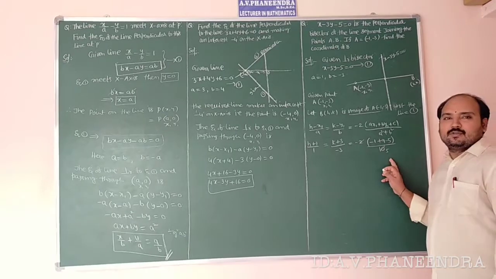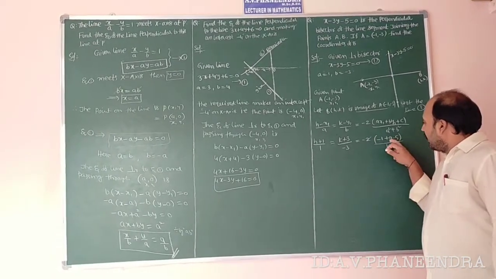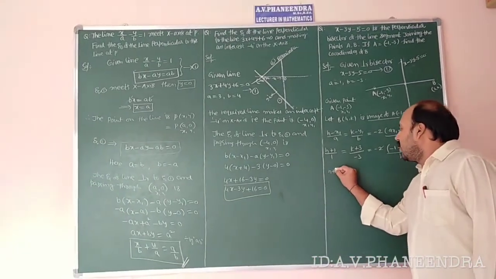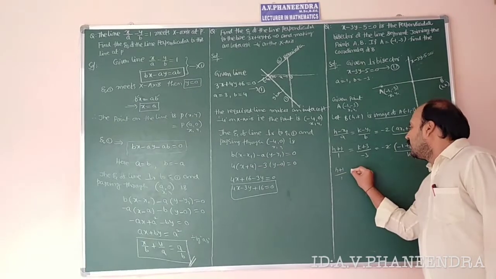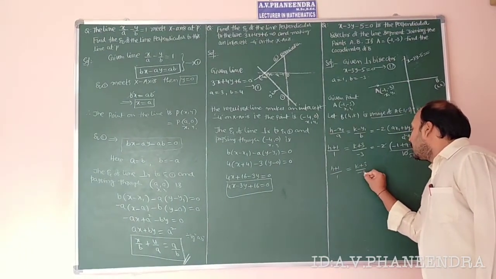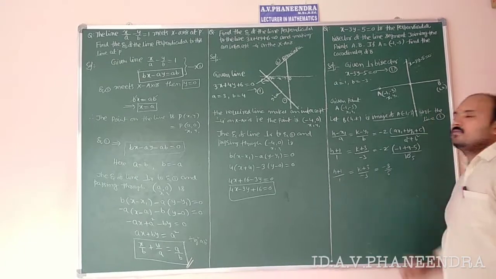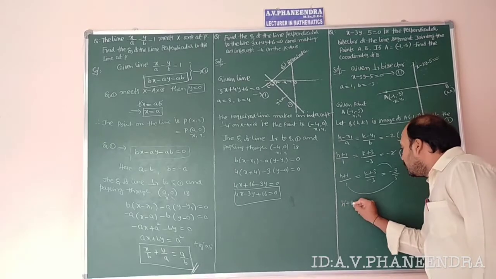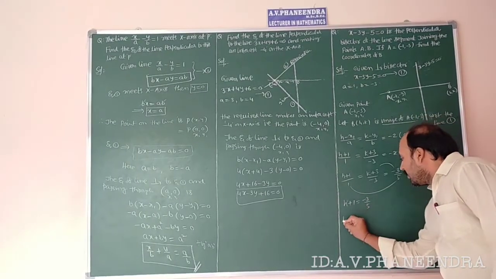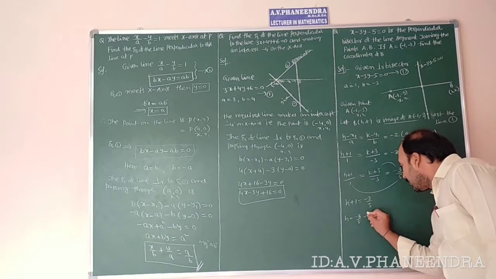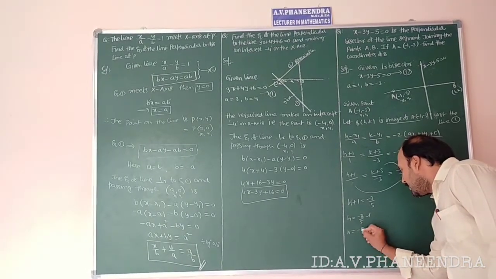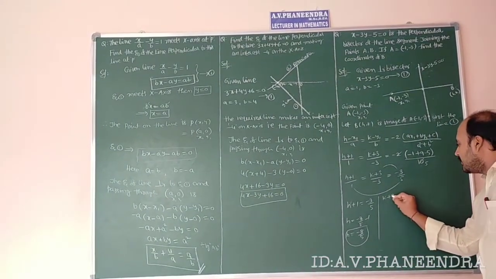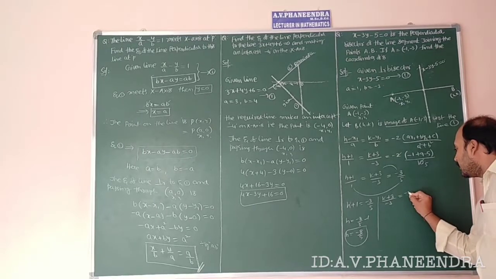So 2 ones are 2, 5 twos are 10. After that, 9 minus 5 minus 1 is 3, so -2 into 3 by 10, which is -3 by 5. (h + 1)/1 = (k + 3)/(-3) = -3/5. Equating these two, h + 1 = -3/5, h = -3/5 - 1. Therefore, h = -8/5.